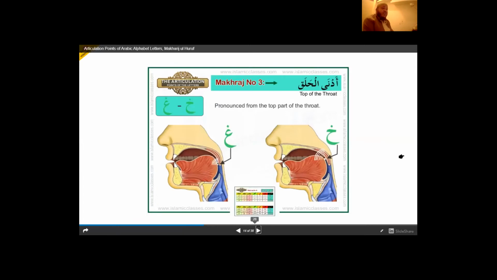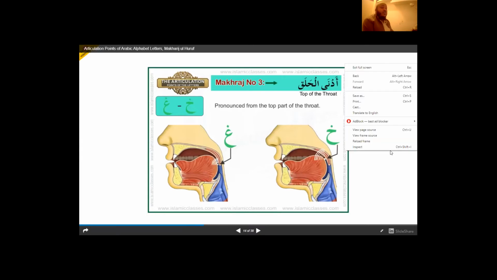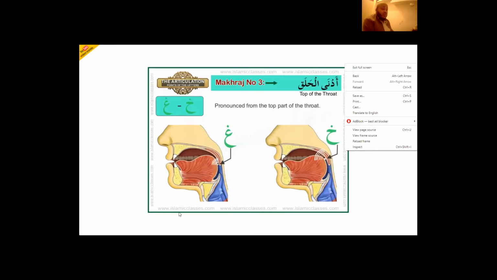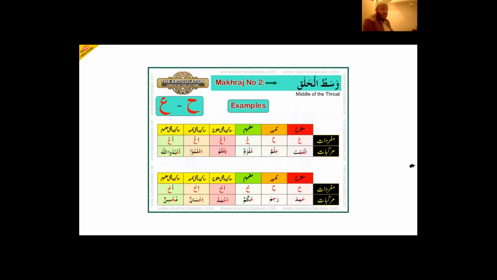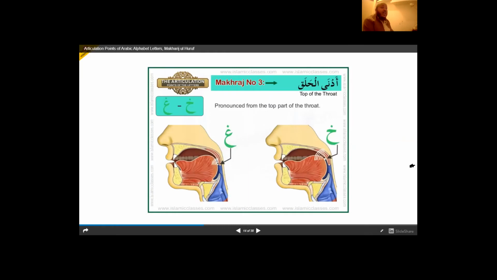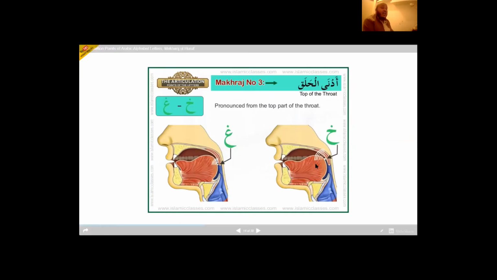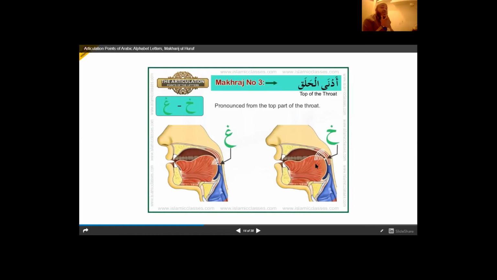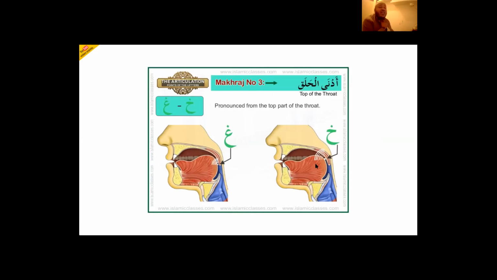And finally, the top part of the throat, you have the letter ha. The letter ha is between your tonsils, between the back of your tongue and the tonsils. It makes that vibrating sound. So does the letter ghain. But look at the difference, okay?